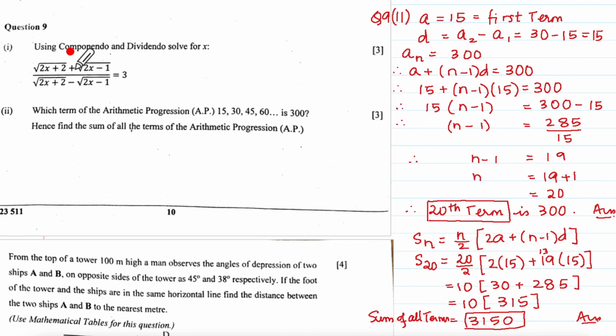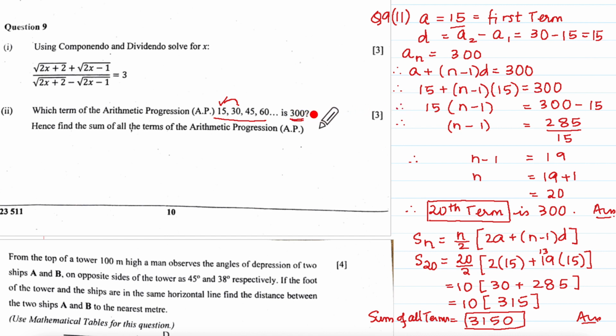Look at our second part of question 9. Which term of the arithmetic progression is 300? So the first term is 15 and the common difference will be the second term minus the first term. Hence find the sum of all the terms, means whatever is the number of terms, we have to find the sum of all of those of this arithmetic progression. So we write the first term, that is a, which is 15, and common difference will be a2 minus a1 or t2 minus t1, that will be 30 minus 15, which is 15.